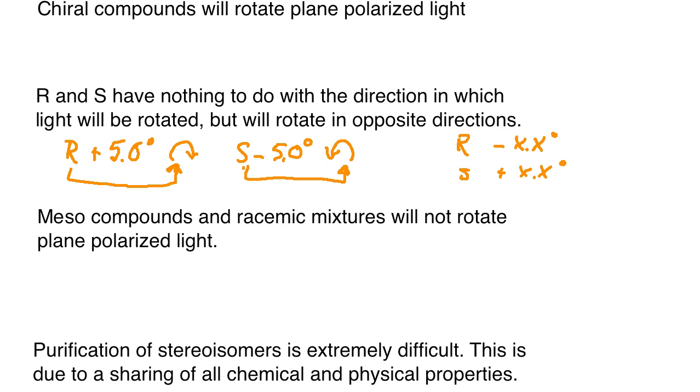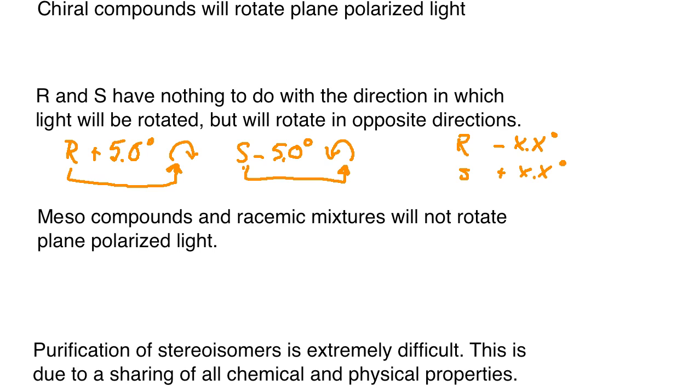All right. So what's important here? Two takeaways. R and S have nothing to do with the direction that the light will be rotated. You determine that experimentally. That's point one. Point two is that the light will be rotated in opposite directions by each enantiomer to an equal and opposite degree. So then sometimes you may have, let's say, 70% of the R and 30% of the S. You can do calculations if you know the pure optical rotation of one of them, okay, to determine how much that S is going to affect it, right?